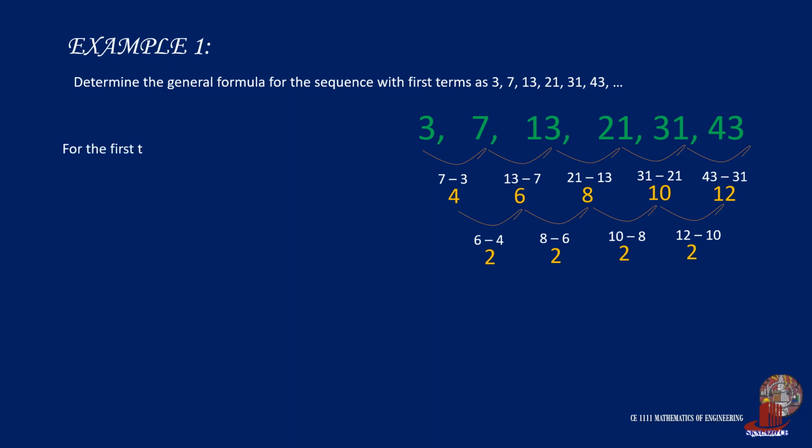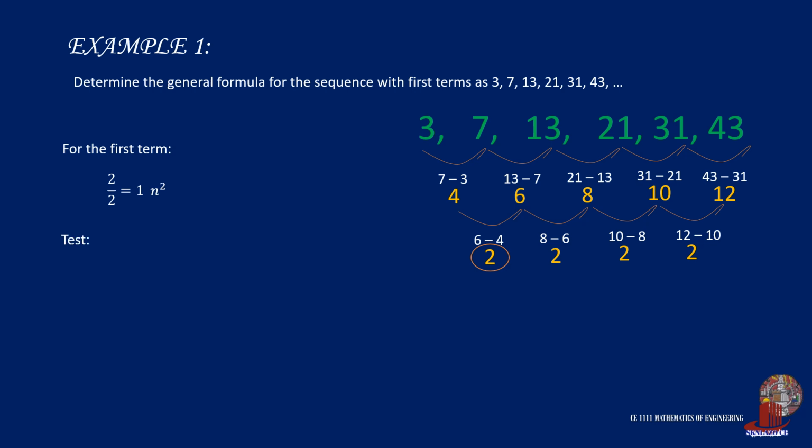Now for the formula, we start with the first term, which is taken from the first term of the second difference, and divide this by 2. Then attach n squared to the answer. In the example, we have 2 divided by 2, which is 1, and attach n squared, making the first term of the formula simply n squared.